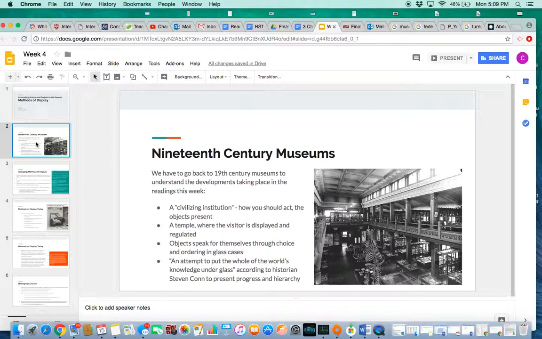And part of the reason why they were structured was as a controlling feature, right, to make sure people are all moving the same direction and doing the things they're supposed to be doing, but also because the ways in which the objects were displayed were really central to how the narrative was presented in the exhibit.